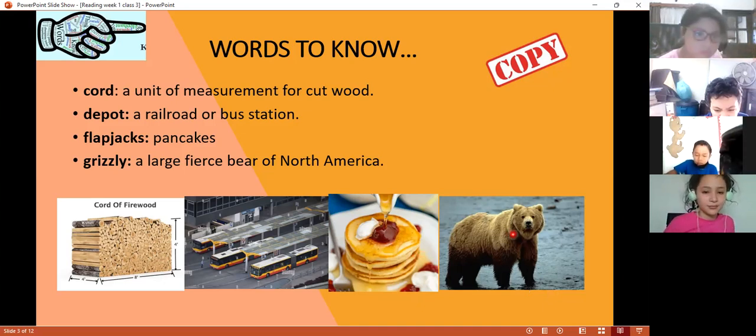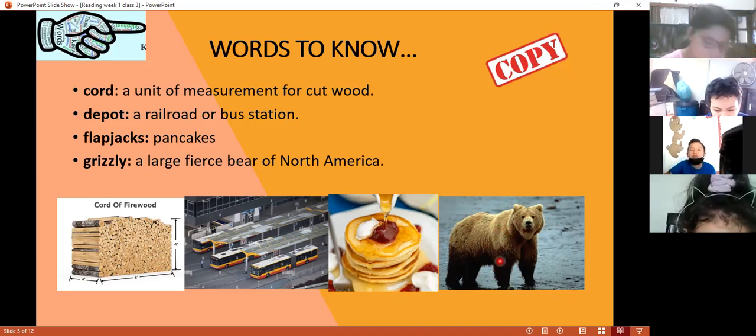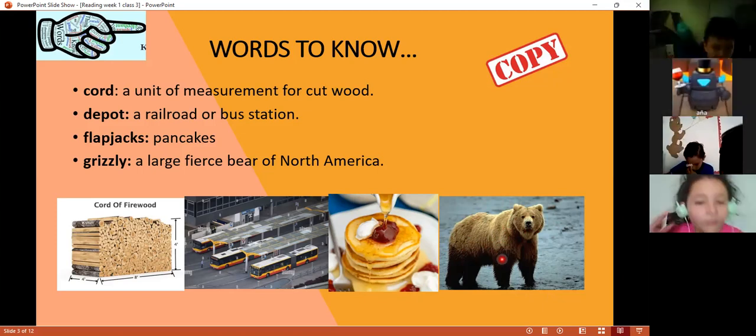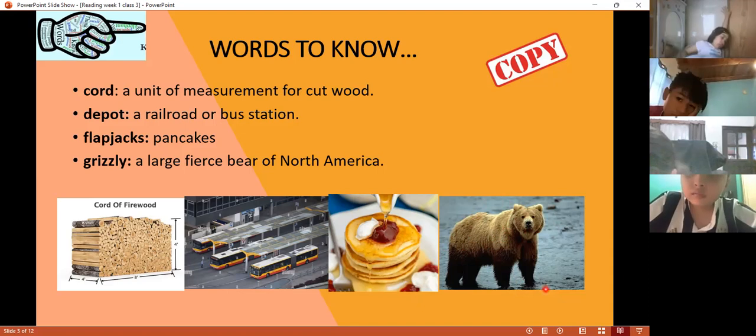Okay, and the last one, as you say, grizzly, it's a bird. It's from North America. Look at this, it's brown. It's not black, it's not white, it's brown. This type of bird is brown, and they are bigger than the black one. So copy these 4 definitions, class, in your notebook.